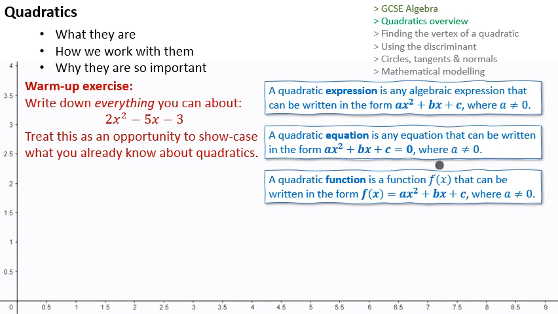And the last thing is a quadratic function. If we're talking about the graph of a quadratic, we're representing that function in a graphical way so that we can see it as a picture in front of us. In that case, we might have y equals ax squared plus bx plus c, or f of x equals ax squared plus bx plus c.